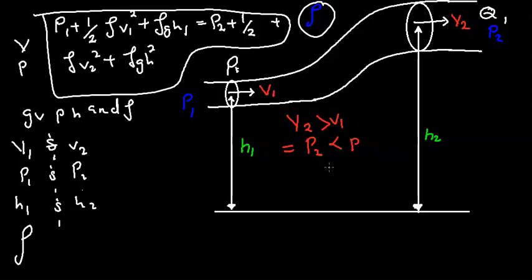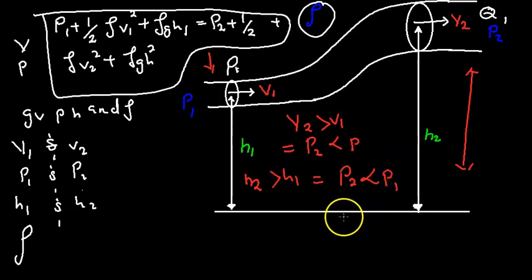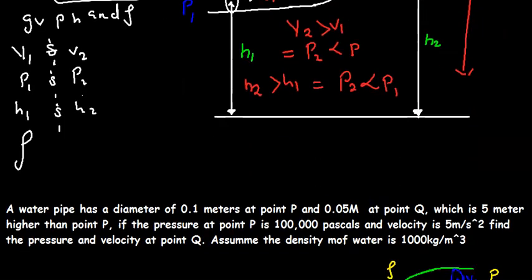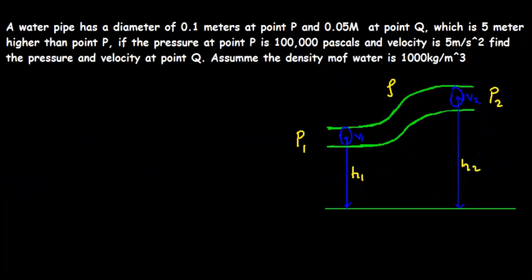What if the height increases? If this height increases, the pressure will decrease. Meaning that if we have H2 and it is greater than H1, what will happen? P2 will be less than P1. So let's look at a few problems and see if we can solve them together.